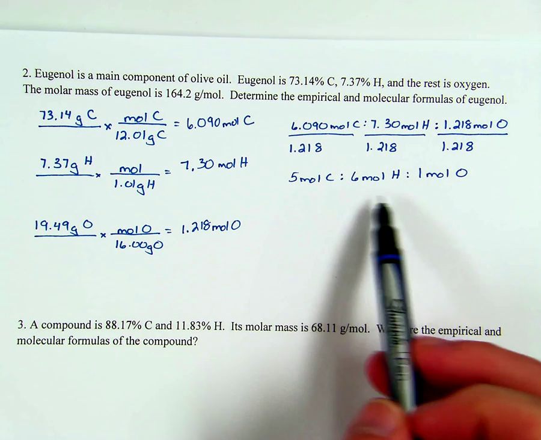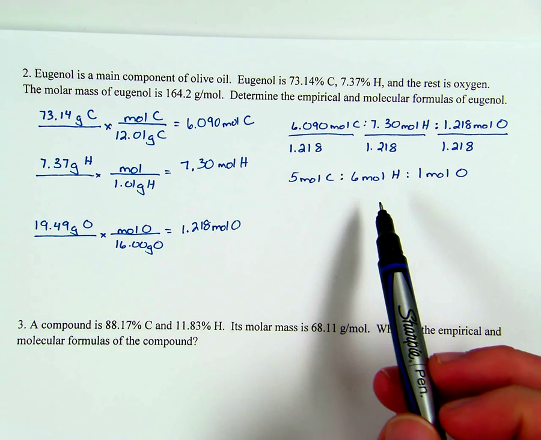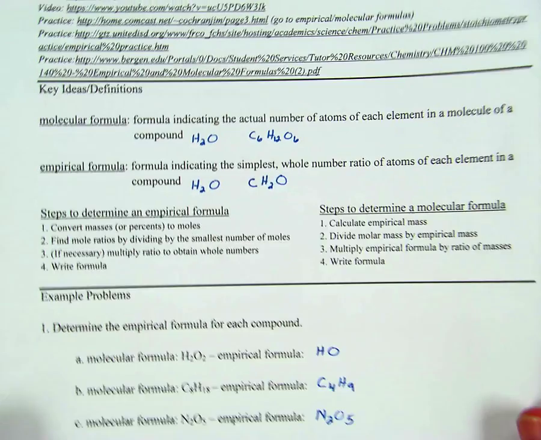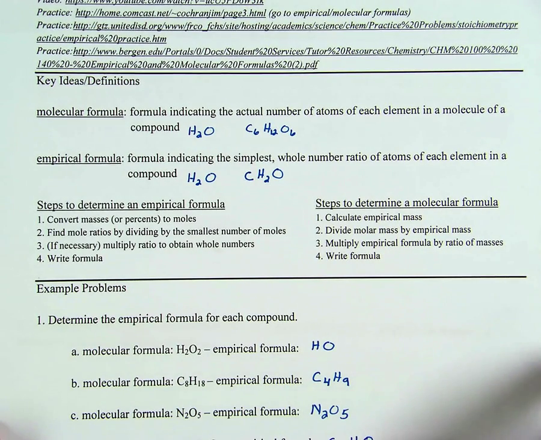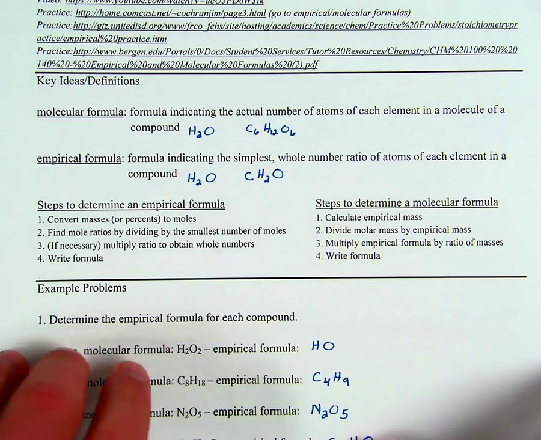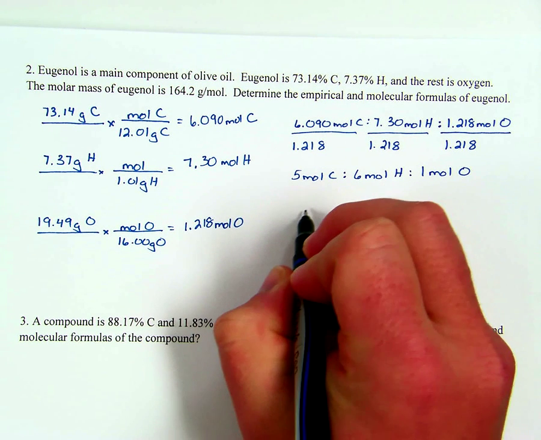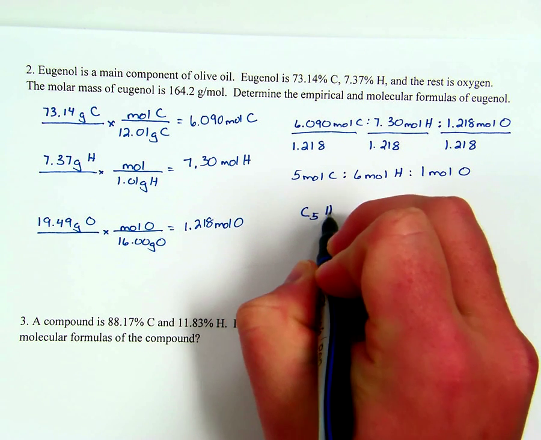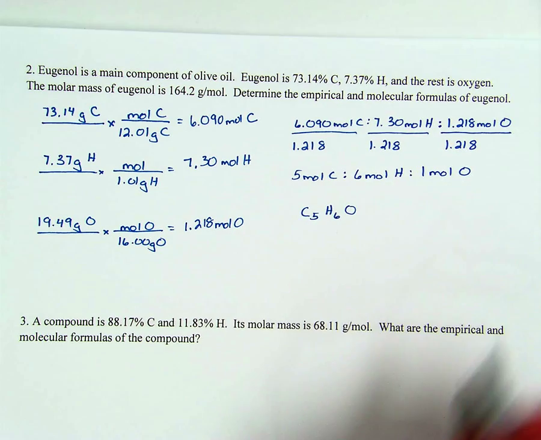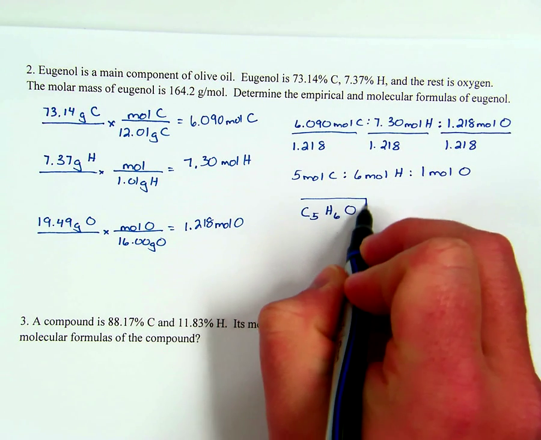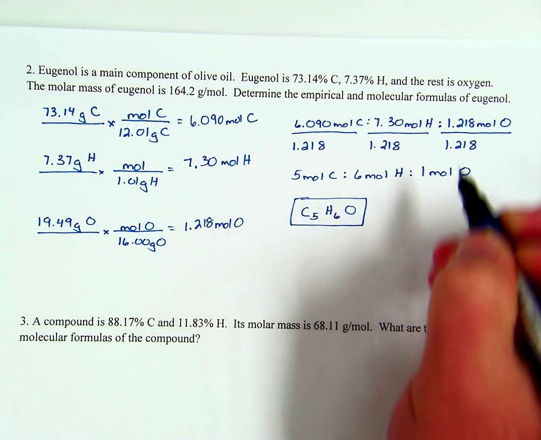All right, last step is to simply write the formula. If I go back and look at the ratio, I can see there are 5 moles of carbon for 6 moles of hydrogen for 1 mole of oxygen. So my formula is C5H6O. That is the empirical formula. Okay, so I found the empirical formula.